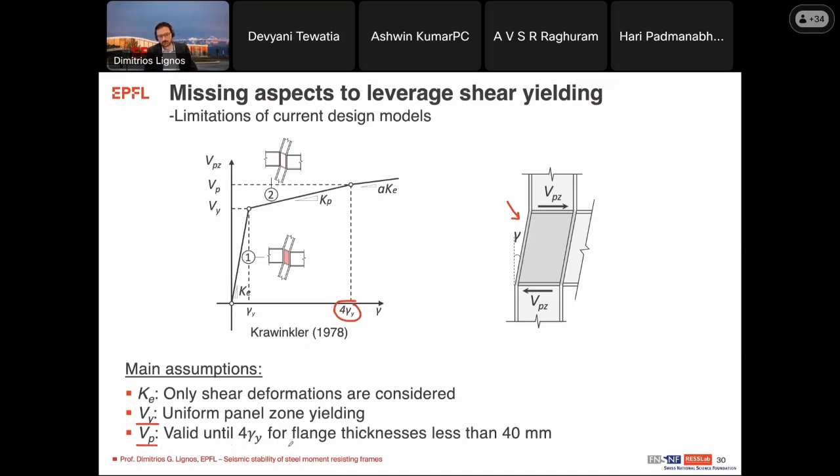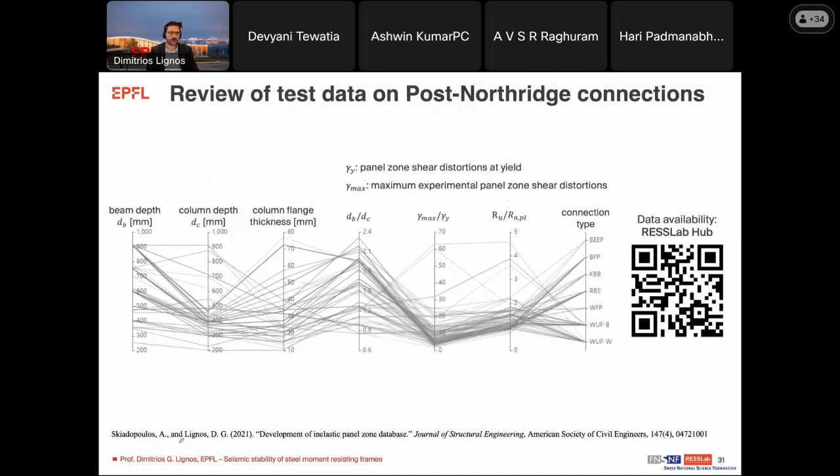However, these models have been proposed for cases where the columns come with flange thicknesses that are less than 40 millimeters. And of course, if you have columns with thicker flanges, that may not be the case. So to look at this problem in more detail, we reviewed all the test data on post-Northridge connections. Essentially these are test data that happened after 1994. And we have collected all the data into what we call a database that you can all download from this link here if you use your cell phone. That will point you to the website.